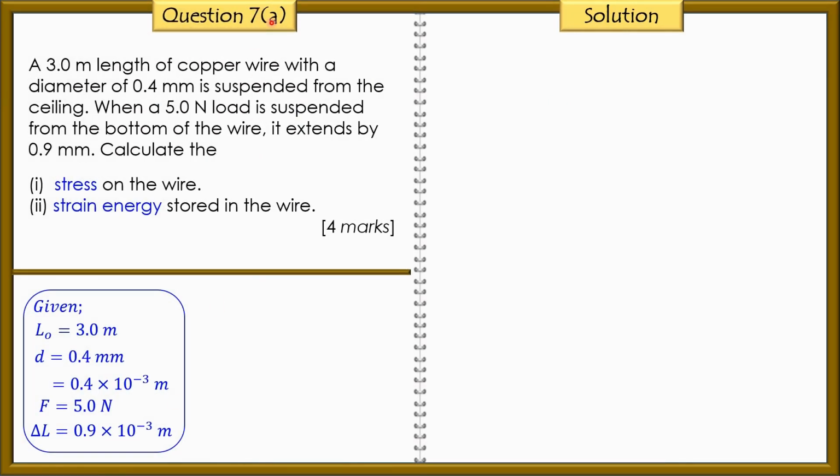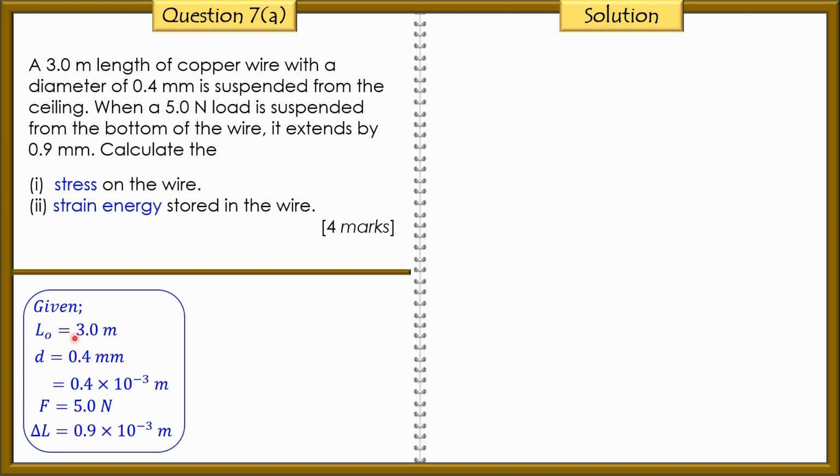Question number 7 is from topic 8, which is physics of matter. Take a look at question number 7a. A 3 meter length of copper wire with a diameter of 0.4 mm is suspended from the ceiling. When a 5 Newton load is suspended from the bottom of the wire, it extends by 0.9 mm. Referring to the question, this is all the information given.